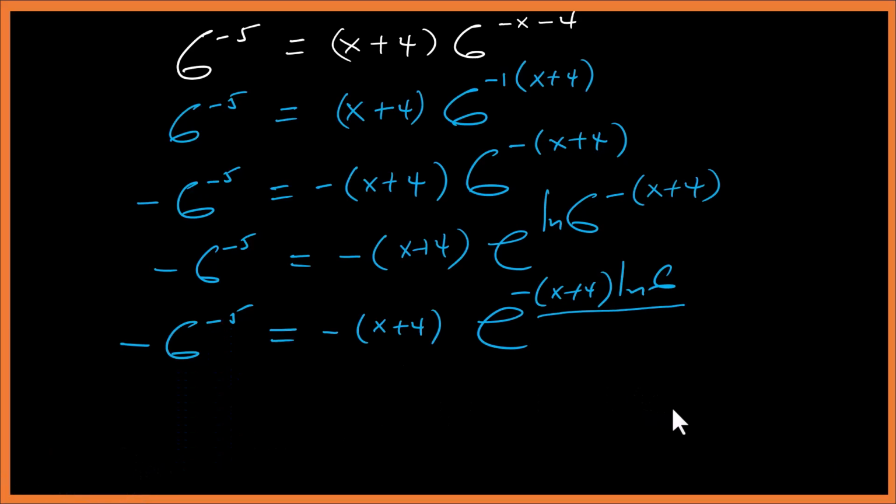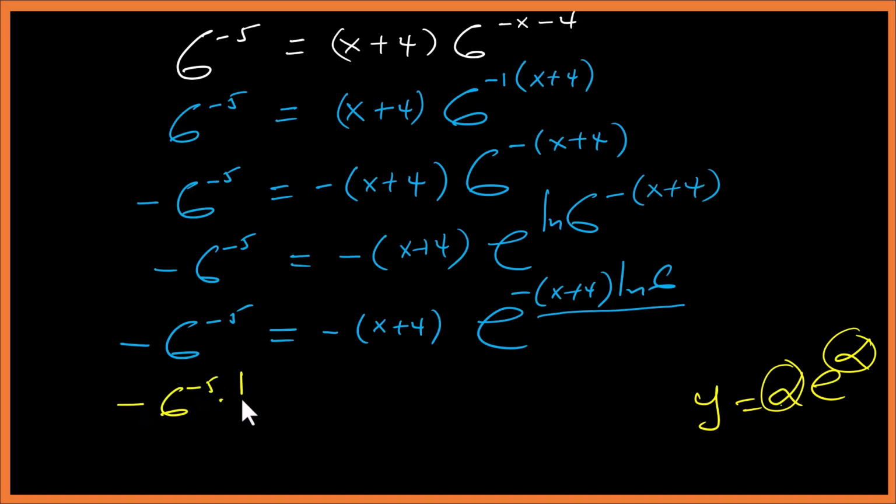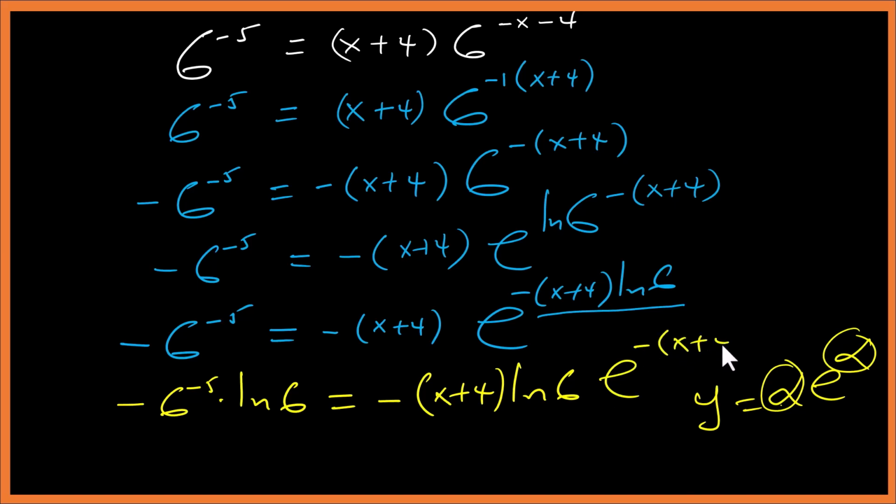Remember, we are to get this. What is here must be equal to what is here. So there is something missing here. We have ln of 6 in the exponent, but this side has no ln of 6. So I'll just multiply both sides by ln of 6: minus x plus 4 ln of 6 times e raised to minus x plus 4 ln of 6. As simple as that.